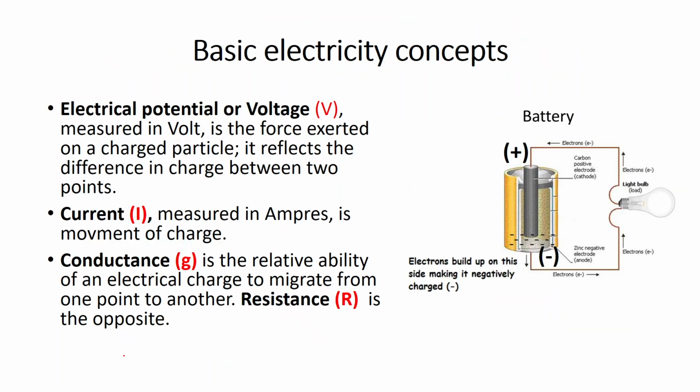So let's take some basic electricity concepts here, which you're probably already exposed to. We came across so many terminologies like the electrical potential or voltage. What do we mean by voltage? As we said before, like the battery, there is the anode, the positive side of the battery, and here we have the negative side of the battery, right?